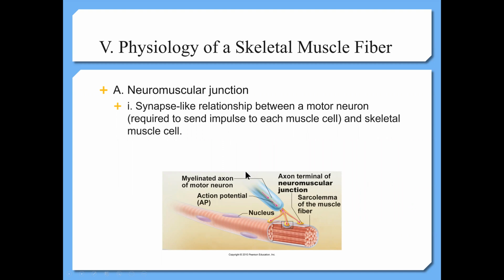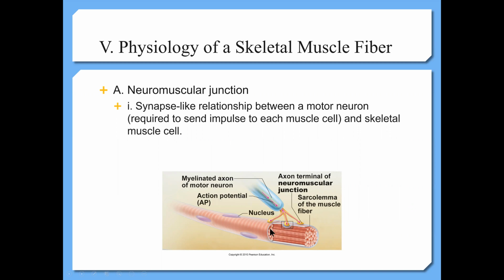Physiology of skeletal muscle fibers. We have a nerve, whatever nerve it is, going down to this muscle fiber. The nerve and the muscle don't actually touch. The nerve is called an axon.